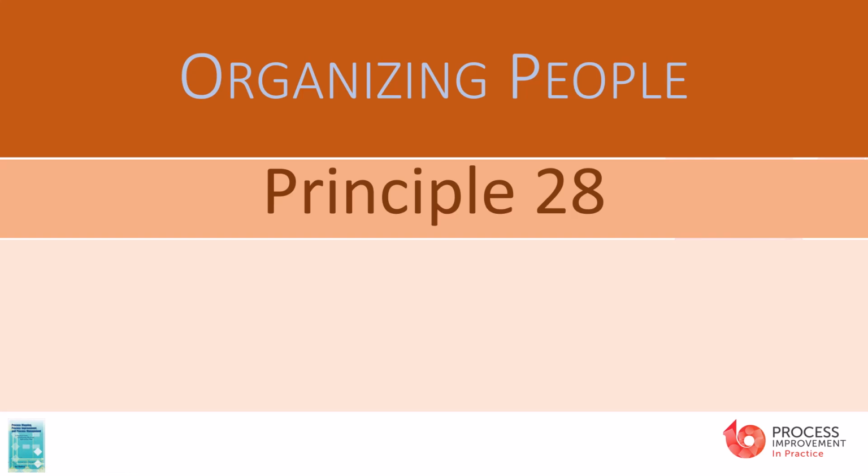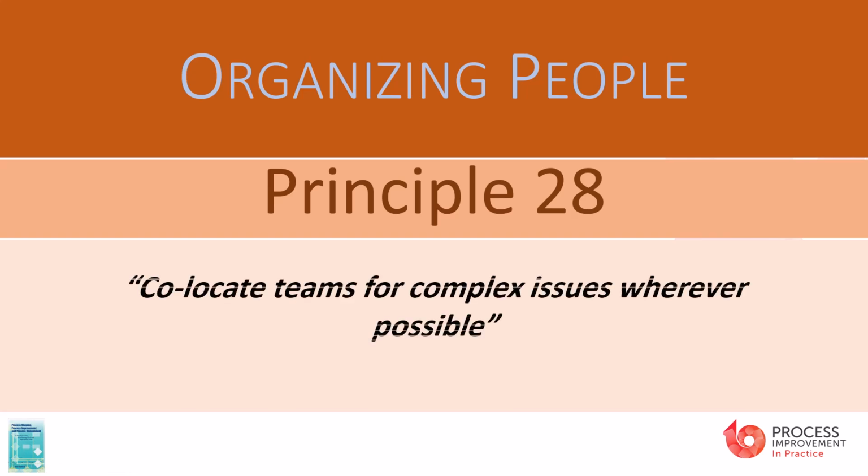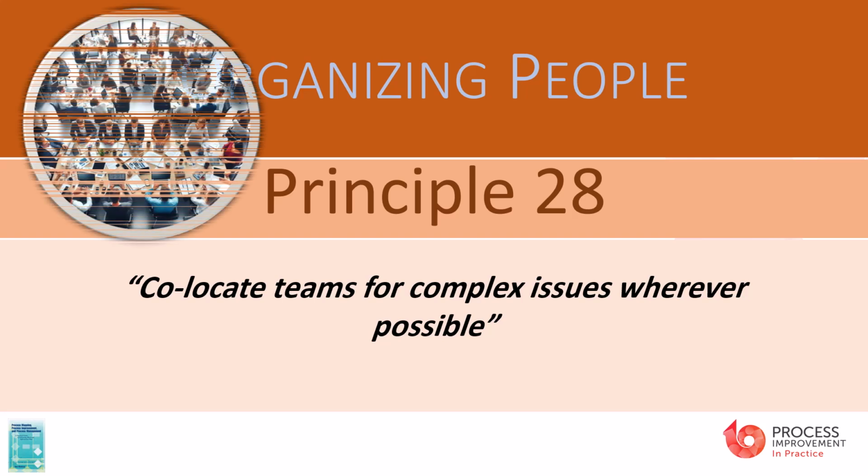The first principle in the organizing people group deals with people co-location. Try to co-locate teams for complex issues wherever possible. Co-location reduces time to get information to solve the problem. If the design team is in a far place from manufacturing, it will be more difficult and time-consuming to solve design problems when encountered by process owners.